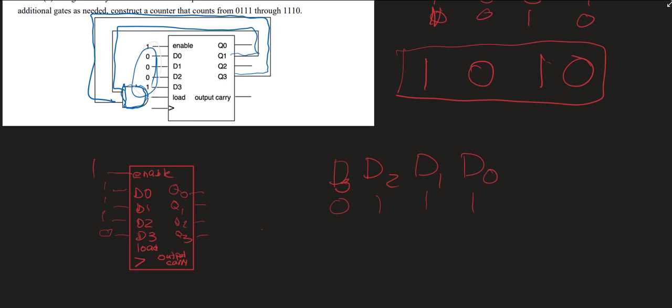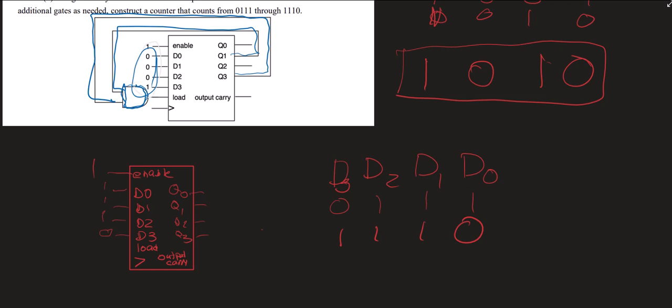Can y'all see that okay? Okay. And then we want it to stop when it gets to 1, 1, 1, 0. So we want it to stop when 1, 1, 1, 0, when D3, D2, and D1 are all 1.